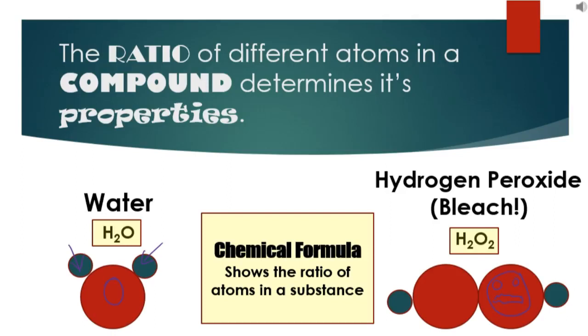Now, because this is so important, we actually have a formula that we write down, because this is essentially a recipe for a substance. Not just what type of atom is in it, not just how it's organized, but how many of each atom are in it. That's the recipe for that substance. We call it a chemical formula, and we've got one here to show you.